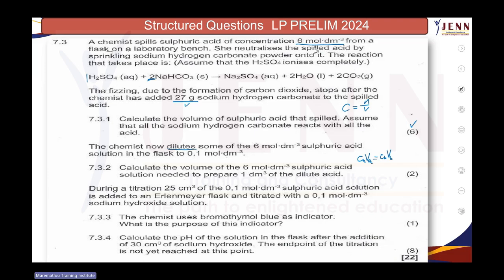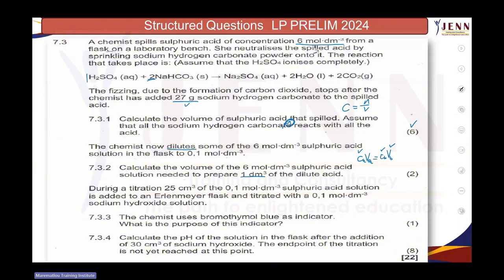And what do we have for that? We have concentration before, which was 6. Concentration after is 0.1. Now, the volume before, we calculated it from here. And then the volume after, they say they want 1 decimeter cubed. So the volume after is 1. The volume before, then we can get it from here. That's the volume that we can get.